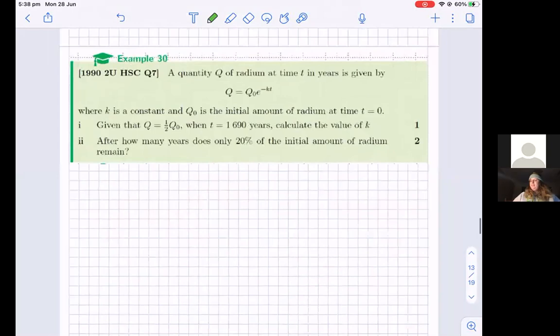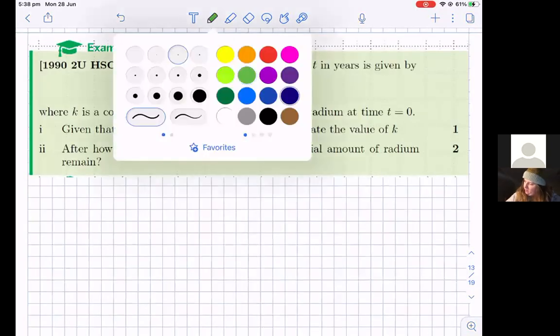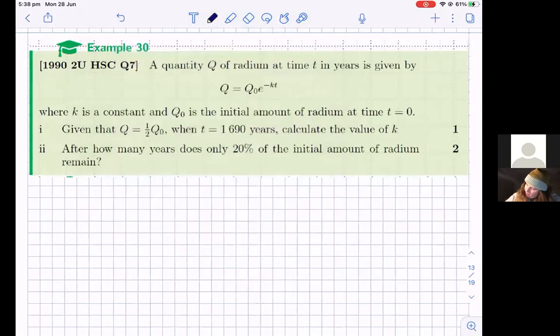Okay, back into these ones. This is a comfort zone. I really like these types of questions. They're fairly simple. Okay, so given that Q equals half Q naught when T equals 1690, calculate the value of K. So they've given us the half-life.